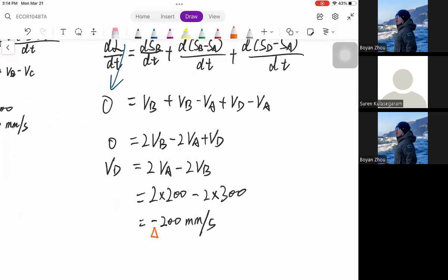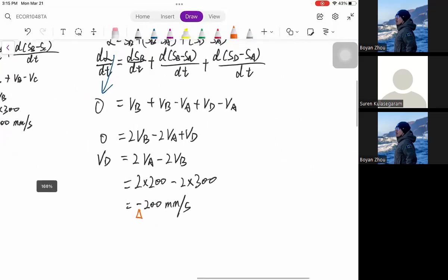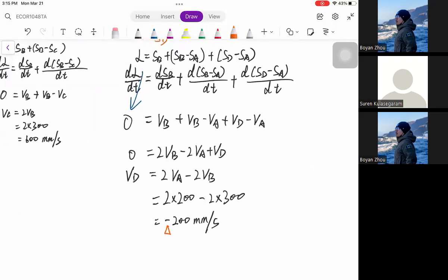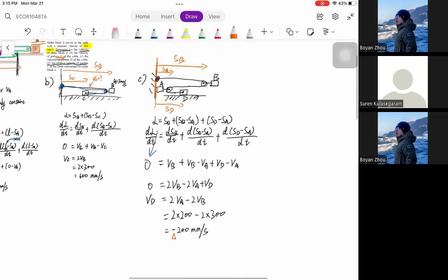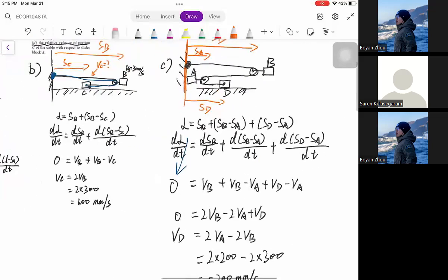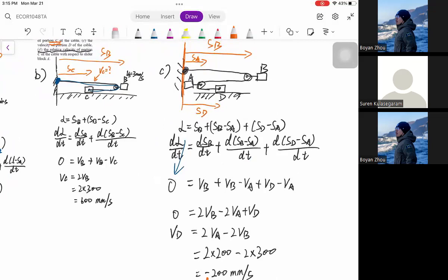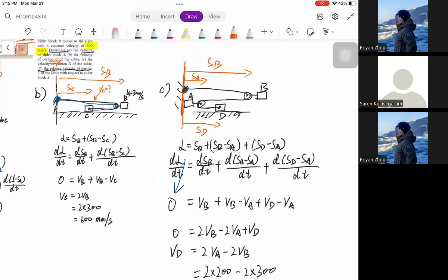The negative sign here means the direction is the opposite direction with respect to point B. You can go back to the question to check if the negative sign actually makes sense. Okay, so that is parts B and C. They're actually using the same idea: you simplify the model and then do the same thing as before. Are we all good on those, especially the model simplification?